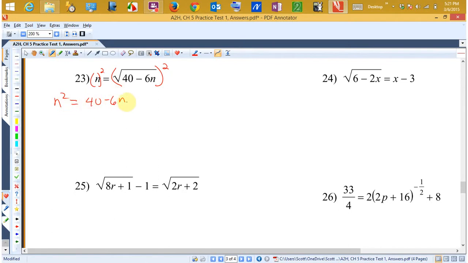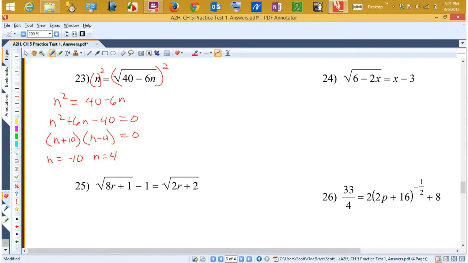Now to solve a quadratic, I'm going to get 0 on one side and all the other terms on the other. So I would have n squared plus 6n minus 40 equal to 0. So let's see if we can factor it. Two numbers that multiply to negative 40 but add to 6. Well, how about n plus 10, n minus 4 equal to 0. So I have n is equal to negative 10, n is equal to 4.